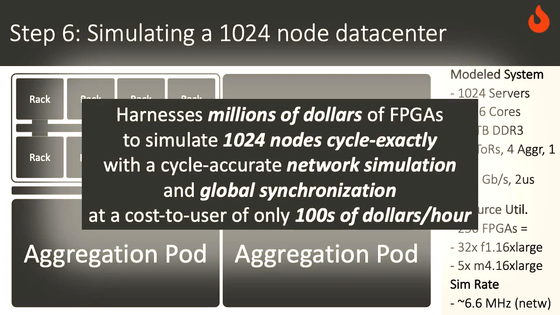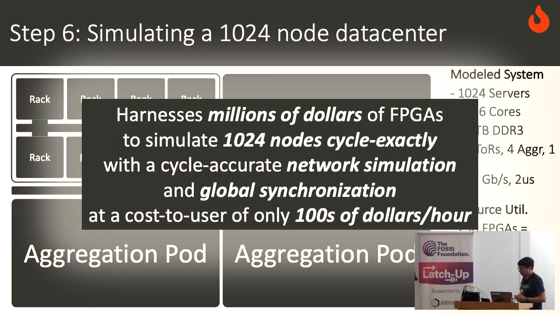And the key result here was that we were able to harness what was essentially millions of dollars of FPGAs at the time. Maybe now it's hundreds of thousands of dollars of FPGAs. To model this system containing 1,000 nodes with a globally cycle-accurate network tying them together. And we only had to pay $100 an hour to run this thing, right? So this is something that was totally out of reach of academia and open source. But we could do this because we had access to these cloud FPGAs and all of this infrastructure to scale out.